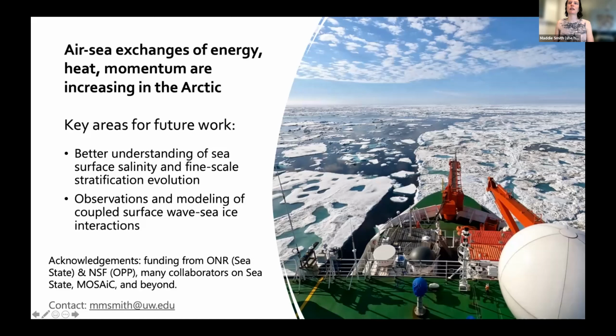Additionally, waves are becoming an increasingly important part of the Arctic system. They have impacts on the near surface stratification and direct effects on the exchange of momentum and thus turbulence. So there are efforts underway to couple wave models with other model components in the Arctic, or that are part of the Arctic, the sea ice and the ocean.